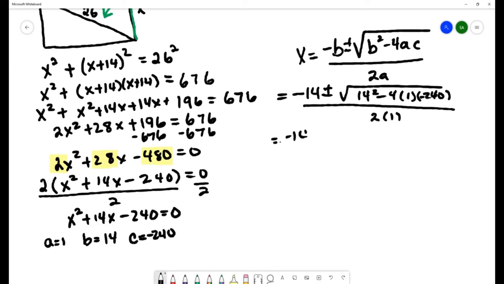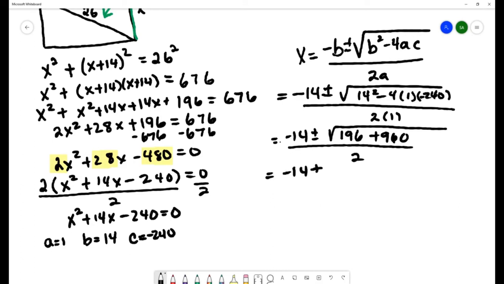We have negative 14 plus or minus the square root, and we did 14 squared, 14 times 14 earlier. That was 196. And I need to do 240 times 4. That is 960. Negative 14 plus or minus the square root of 1,156, over 2.